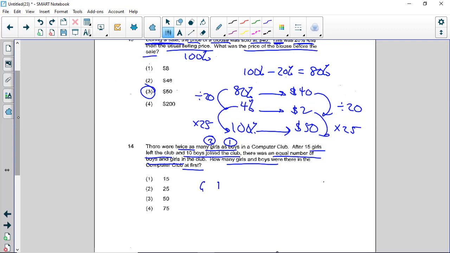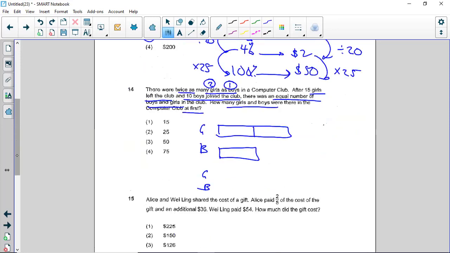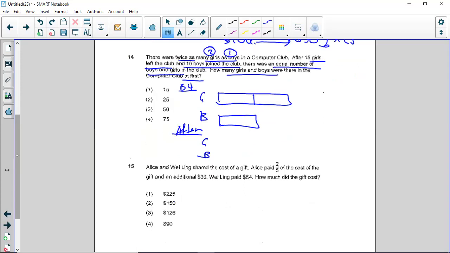So you have girls, draw a rectangle, two boxes, and the boys will be one box. Okay, and 15 girls left the club. So how do you draw the after? You have the before on top and the after below. So spend time on the model drawing. Don't rush. So you have 15 girls who left the club, something like that.